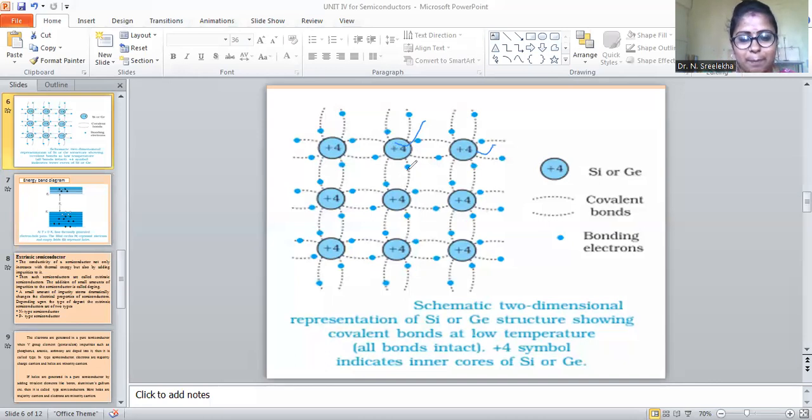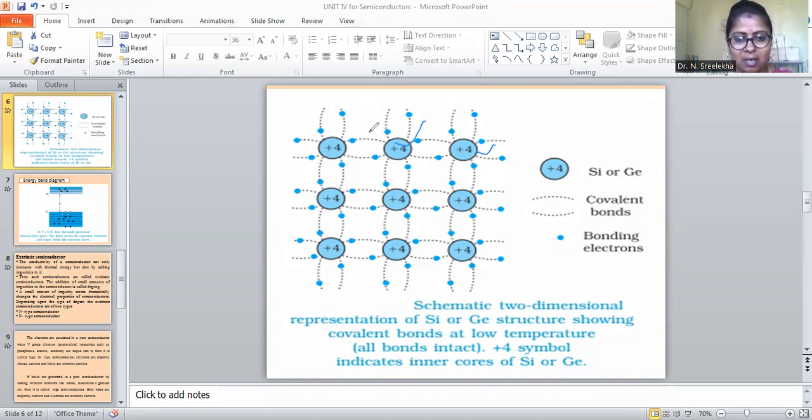If we raise the temperature, the covalent bond is able to break. The 4 valency electrons of the silicon form covalent bonds with the neighboring silicon atoms. If we raise the temperature, that covalent bond will be broken, then the electron becomes free. If one electron becomes free, then one hole is created corresponding to that electron. If a number of electrons become free, that many holes are created.